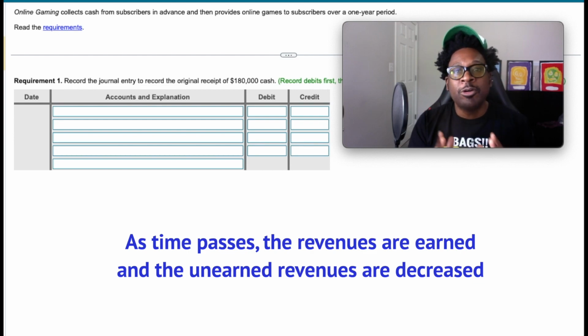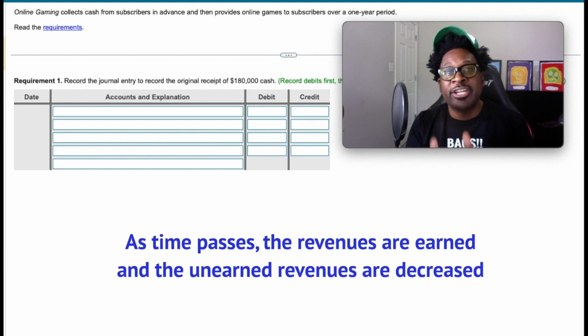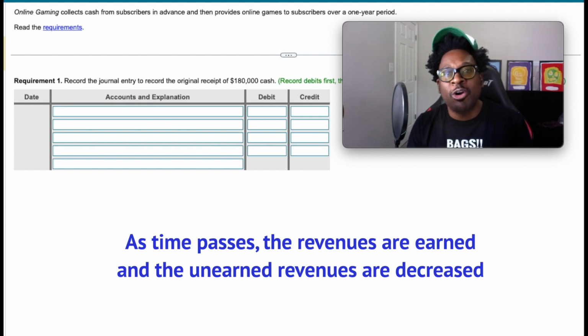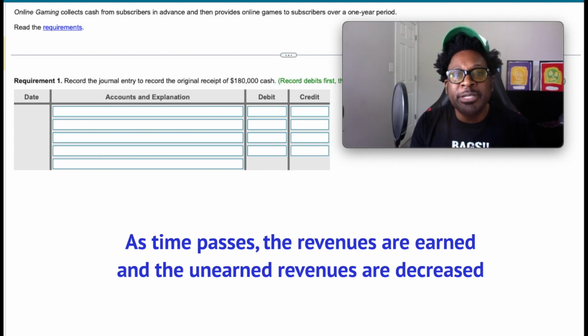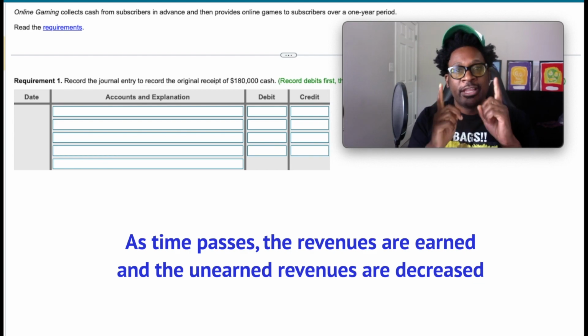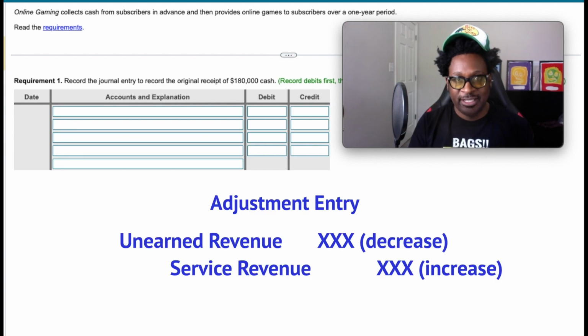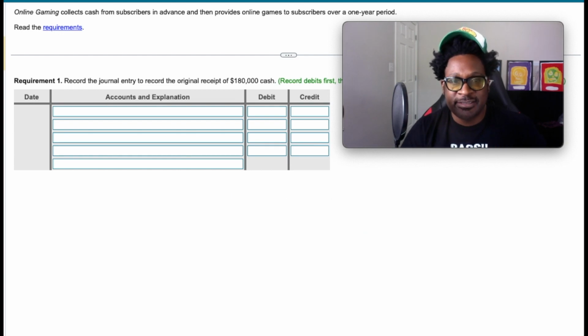However, as time goes on and the services are being provided, thus generating the revenues, it is now time for the proper recording of those revenues. However, as those revenues are being recorded, the actual liability must also go down, thus adjusting the unearned revenue to decrease. So in terms of adjusted entries for unearned revenues, we must always decrease the liability while we are increasing the actual revenue being earned. So let's get into it.